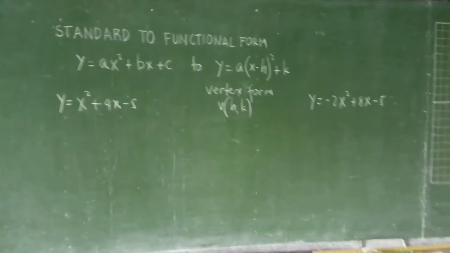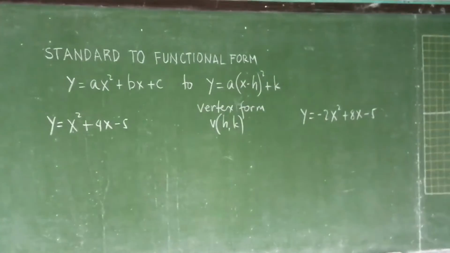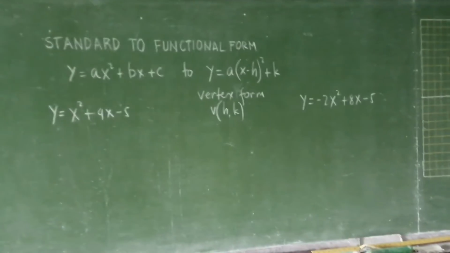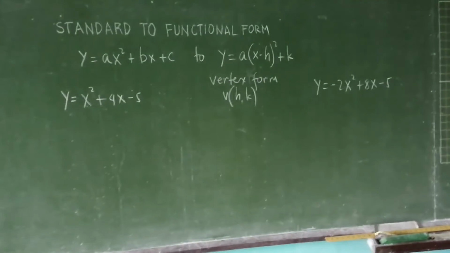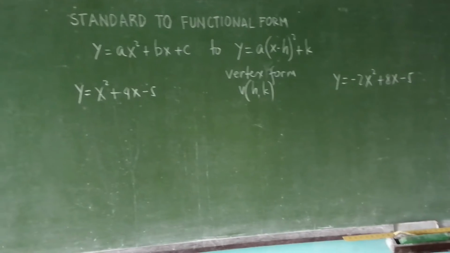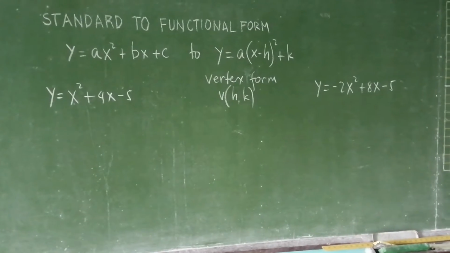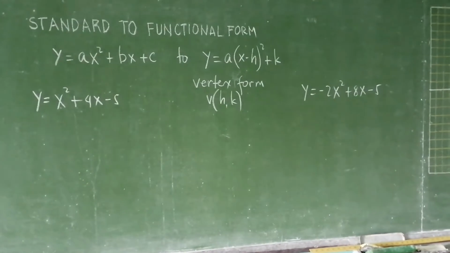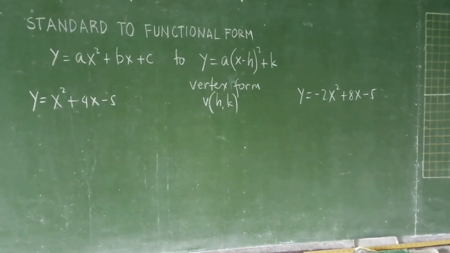Once again, we are going to talk about quadratic functions. We are going to transform standard form to vertex form. So from y equals ax squared plus bx plus c to y equals a times the quantity x minus h, quantity squared, plus k, where the vertex is (h, k).